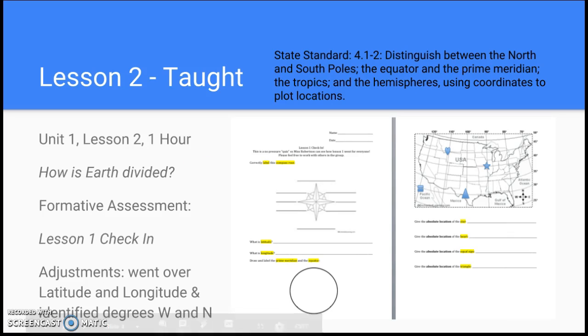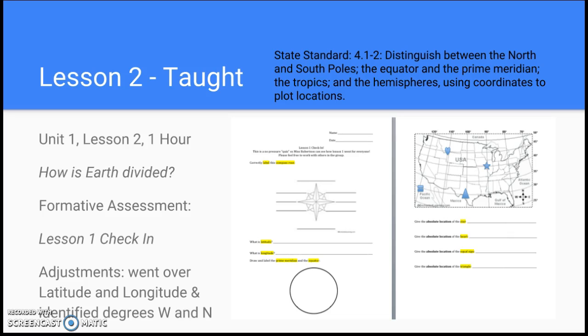So this is lesson 2 that I taught. It was also 1 hour. The state standard is: distinguish between the north and south poles, the equator, and the prime meridian, the tropics, and the hemispheres using coordinates to plot locations. So before you can be successful with those skills, you need to know your directions, the difference between latitude and longitude, what the prime meridian and the equator are.